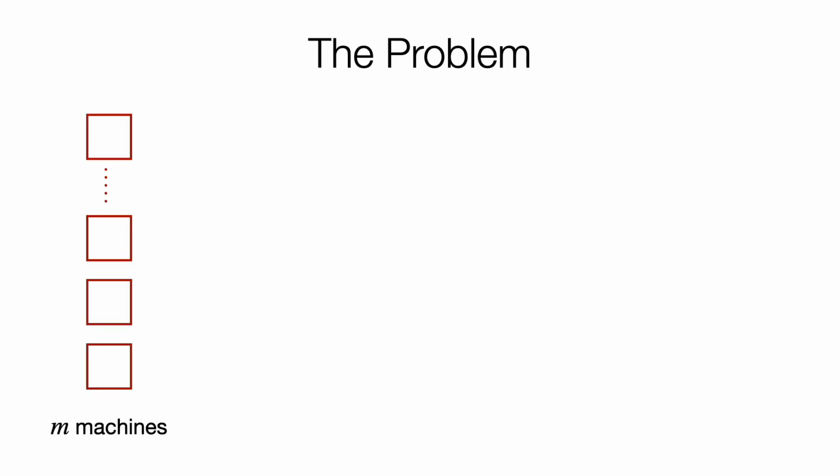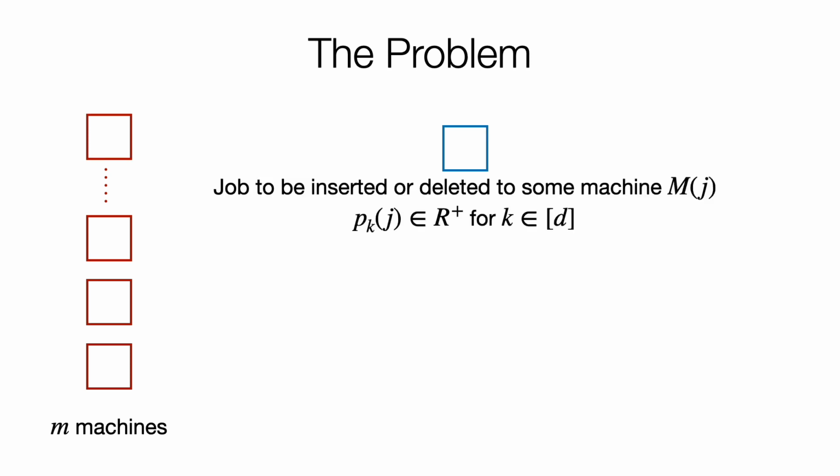Let me begin by defining the problem. We have m identical machines, and at each time step, we're given a job to be inserted or deleted to some machine among these m machines. Each job has d dimensions, and we're given a positive real number as the load in each dimension as the input. There are n total insertions or deletions. We don't know what n is because this is the online setting, and at each time step, we're given a job.